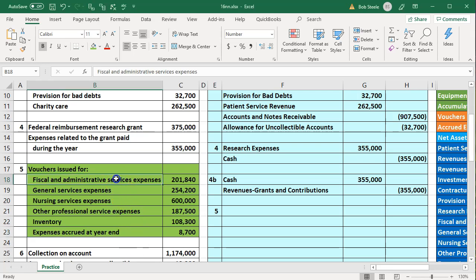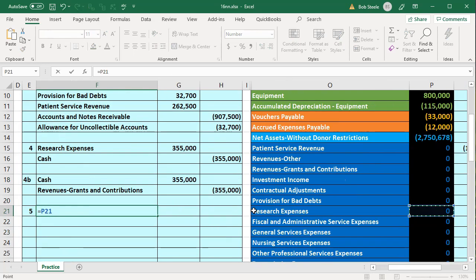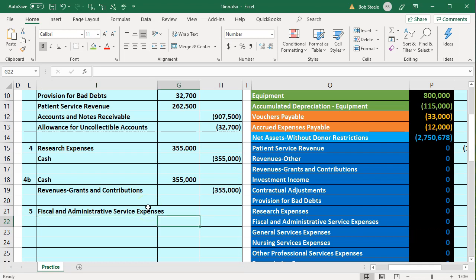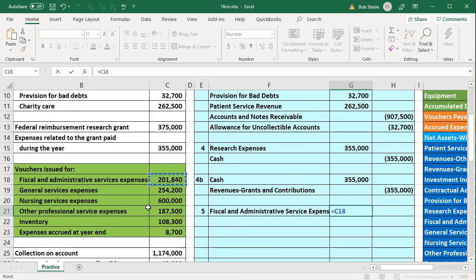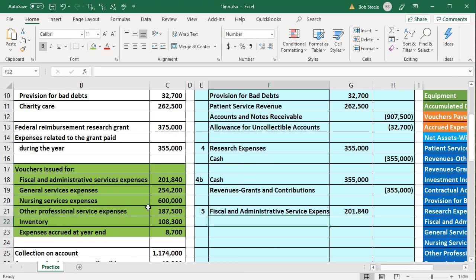We're going to get the fiscal and administrative service expenses. So we're going to say equals. We're going to scroll back over. That's going to be an expense account. We're looking for the fiscal and administrative services. There it is. That's going to be on the debit side for that $201,840. Then we're looking for the general services expense. So that's going to be underneath equals.